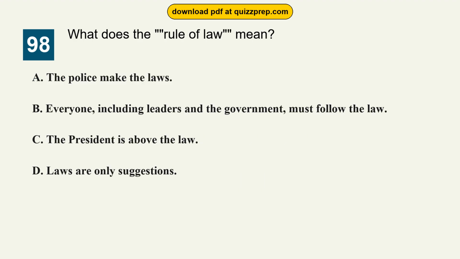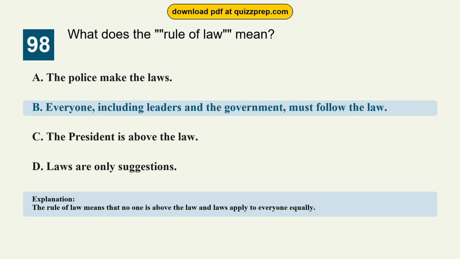Question 98. What does the rule of law mean? Option A. The police make the laws. Option B. Everyone, including leaders and the government, must follow the law. Option C. The president is above the law. Option D. Laws are only suggestions. The correct answer is option B. Everyone, including leaders and the government, must follow the law. The rule of law means that no one is above the law and laws apply to everyone equally.